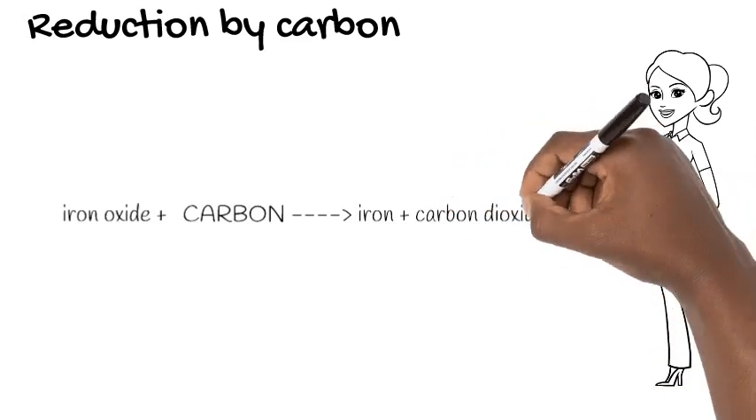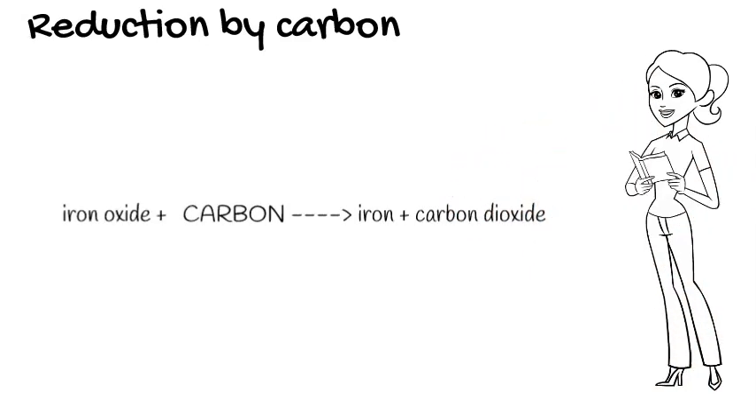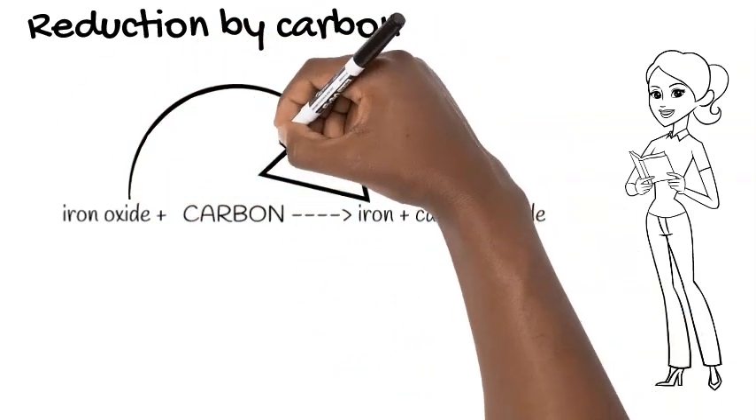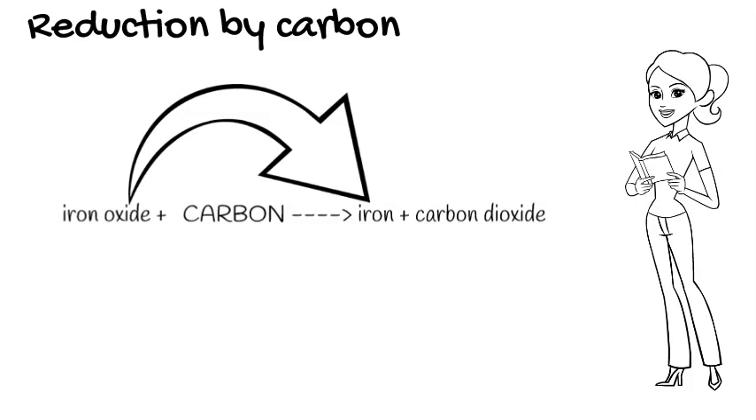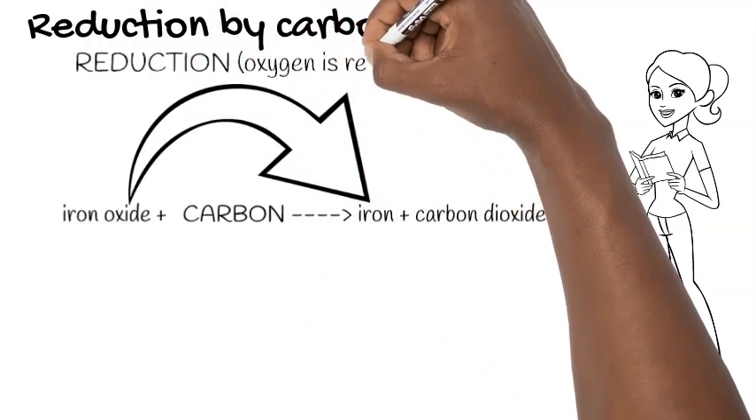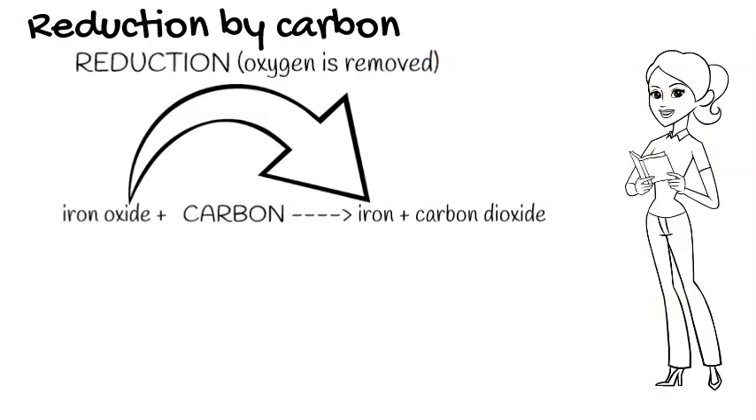Let's have a look at this reaction. Iron oxide reacts with carbon, and there it has produced iron on its own, which is what we want, plus carbon dioxide. Let's look at this reaction more carefully. From iron oxide to iron, you can see that oxygen has been removed. We call this reduction.